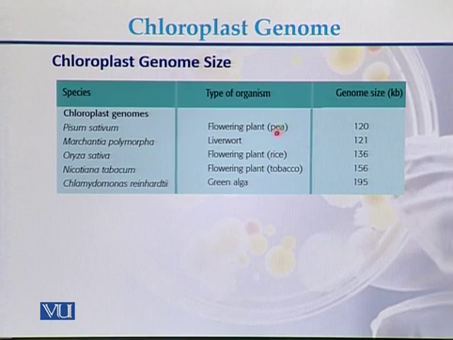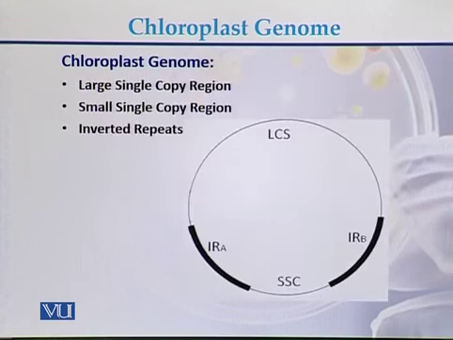Here we can see that in the case of pea, the size of the genome is 120 kb, in the case of rice, in the case of tobacco, and in the case of green algae. So these are the sizes of the chloroplast genome present in different organisms.